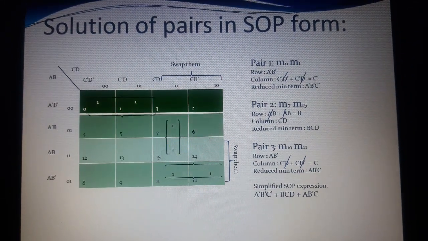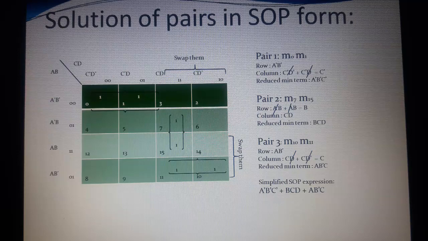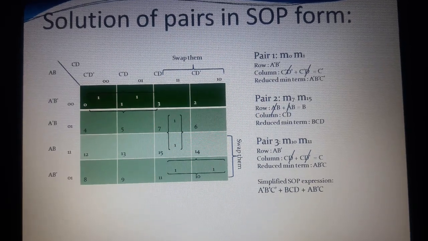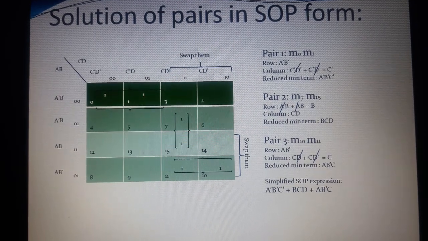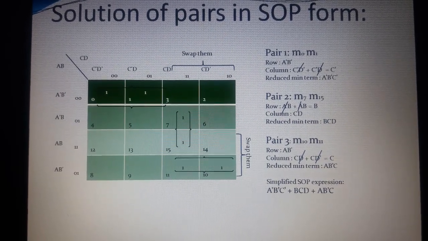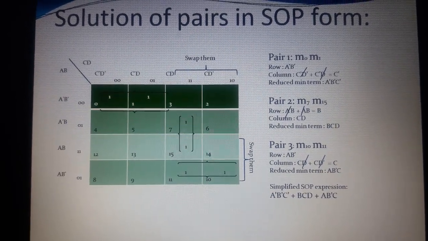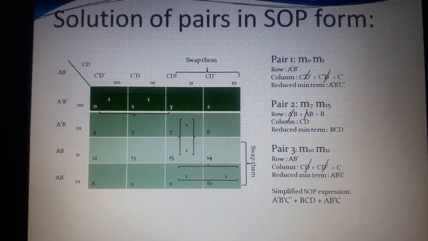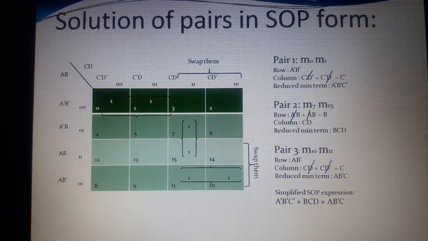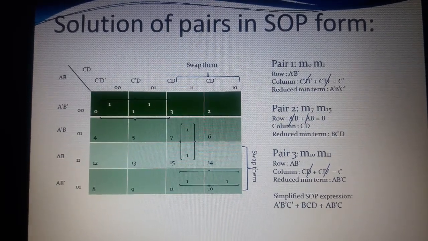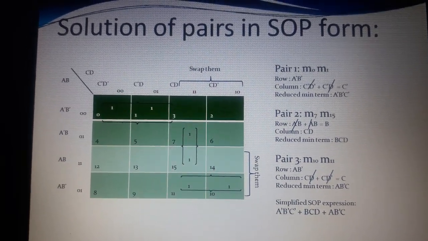If we are having pairs in our K-map, then what do we have to do? See, in my example I have taken 3 pairs. Pair number 1, 2 and 3 with the positions. What I had written? I had written small m. Small m is used for minterm and capital M is used for maxterm. Minterm is present in SOP and maxterm is present in POS.